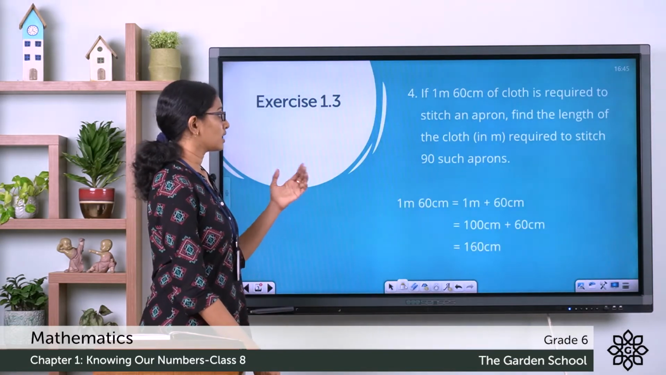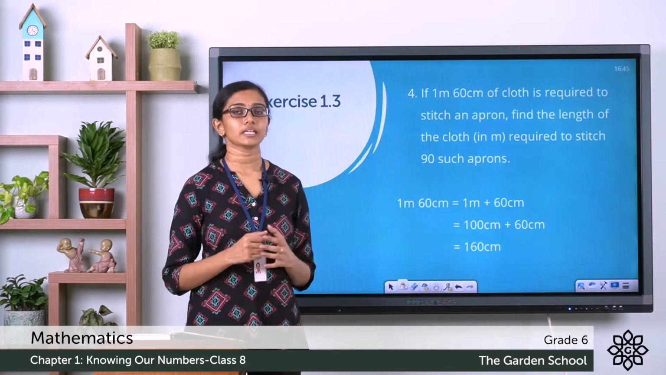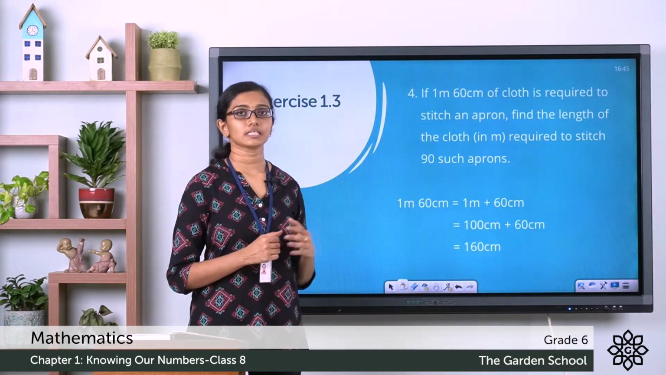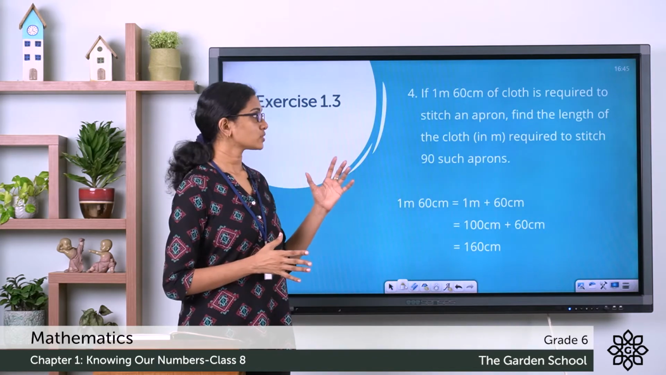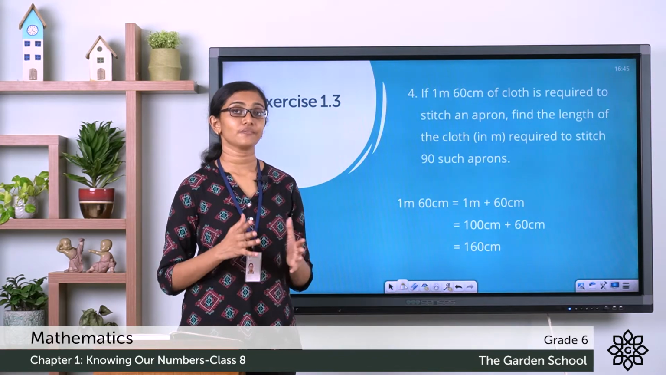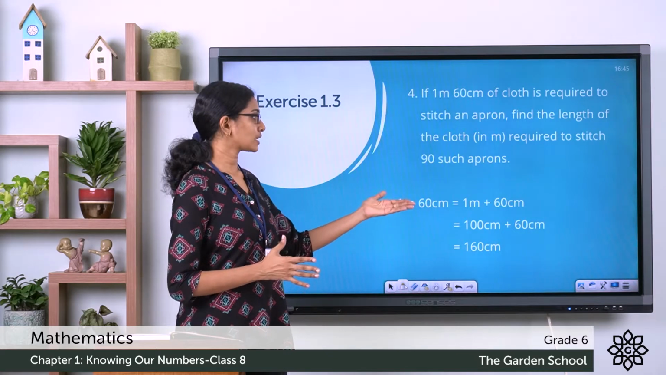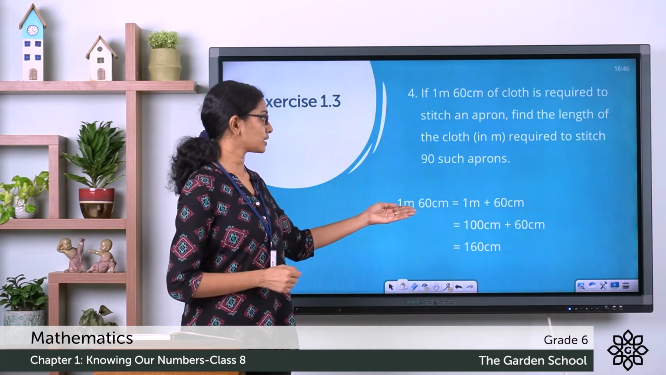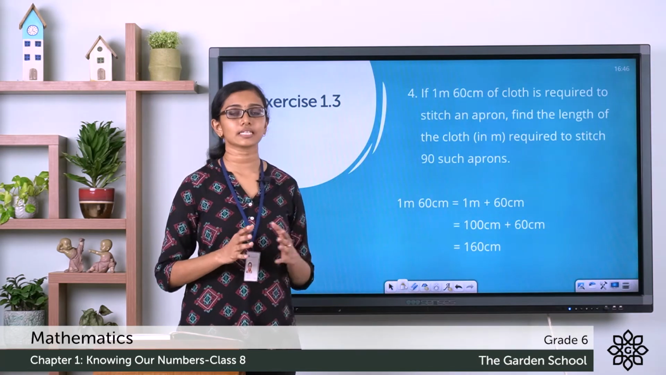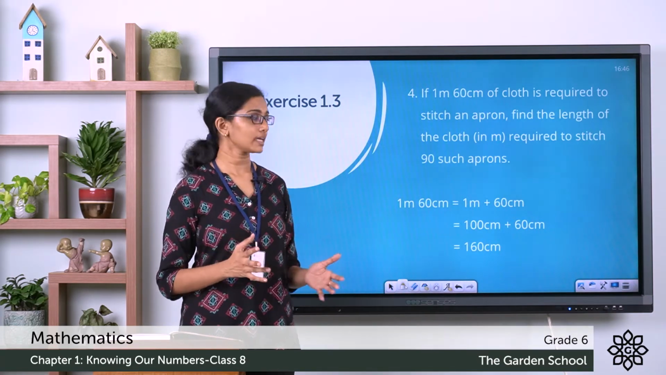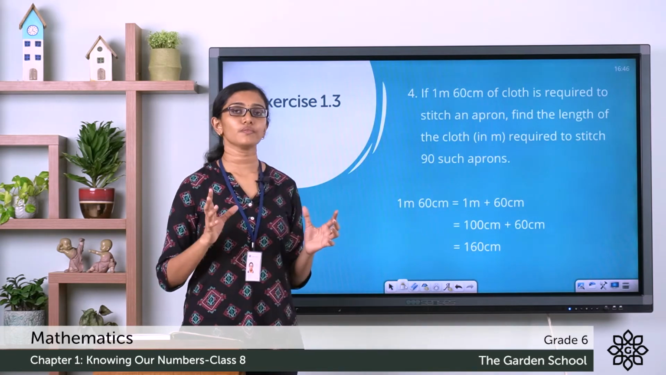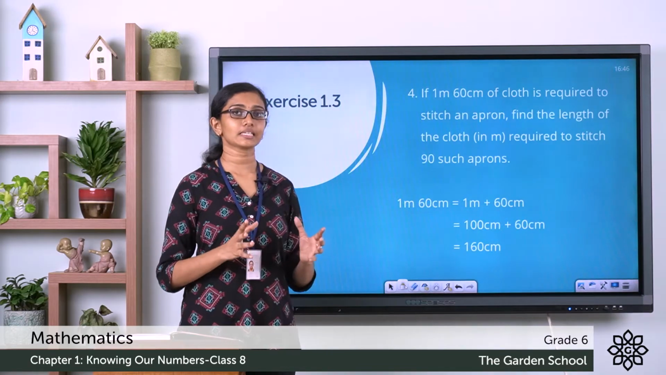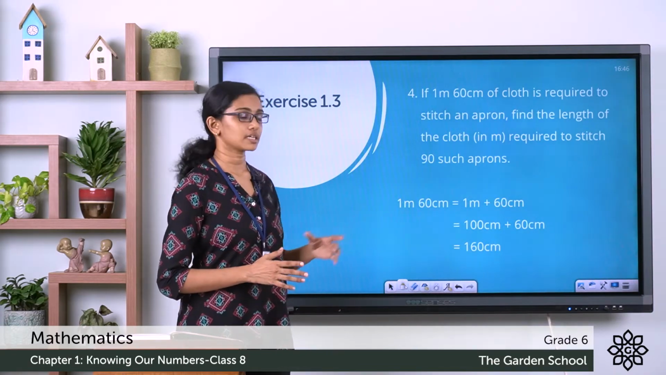So, the 1 meter 60 centimeter given in the question, we can write that as 1 meter plus 60 centimeter. Why? To find solutions to these kind of questions, the first step we can do is to convert the given measurement in terms of 1 unit alone. Here the given measurement is in terms of meter and centimeter. It's a combination. Now we can convert this in terms of centimeters alone.